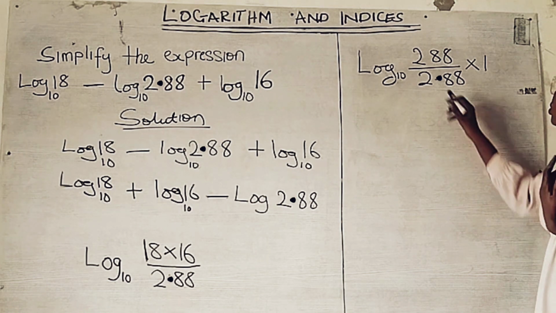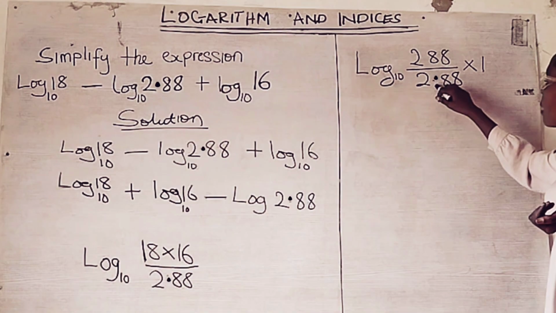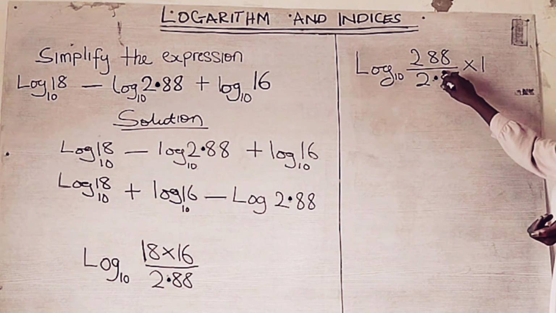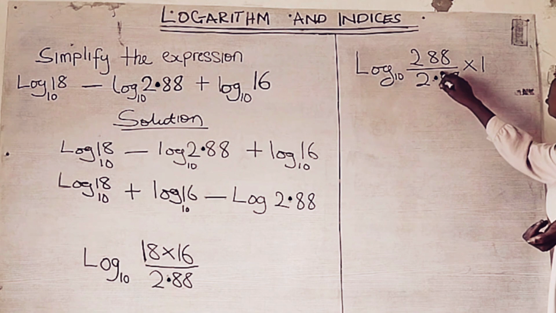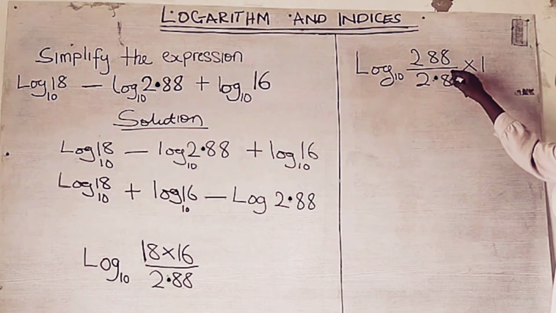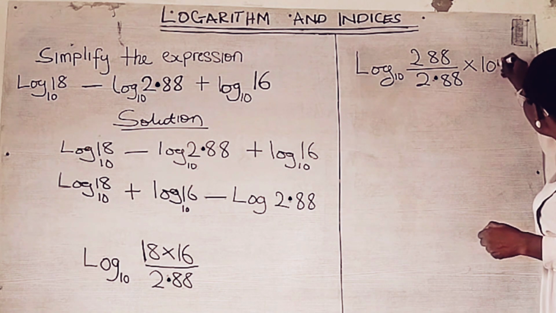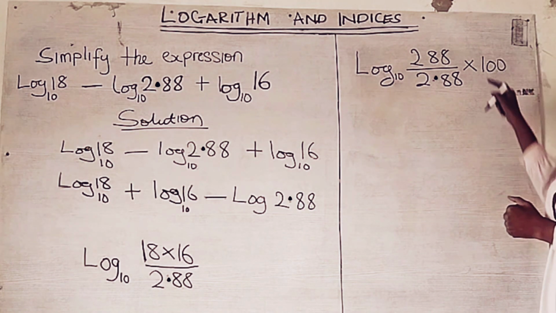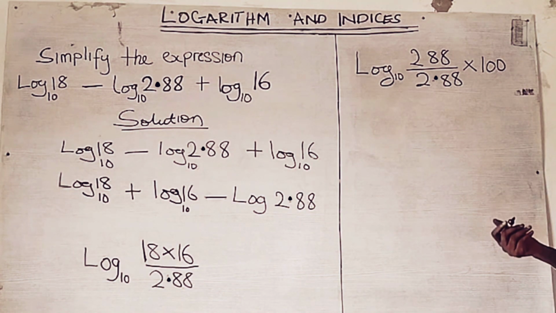And I'll come to the number that has a decimal point. I will count from the decimal point. I will say how many digits are after the decimal point. I count, it is 1, 2, 2 digits. So I'll add here 2 zeros, making it times 100. What is the essence of doing that?